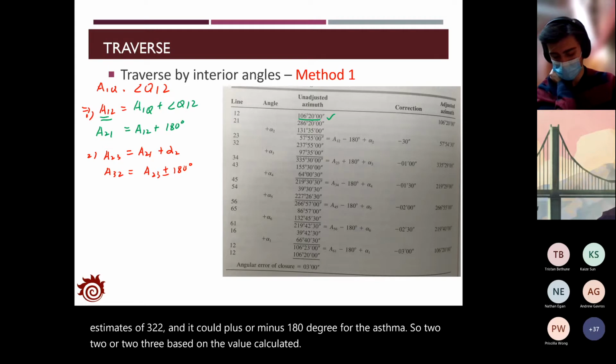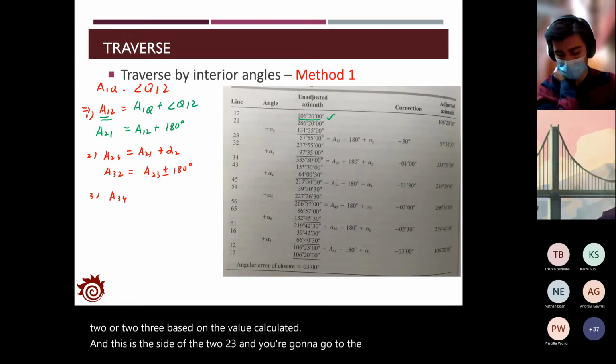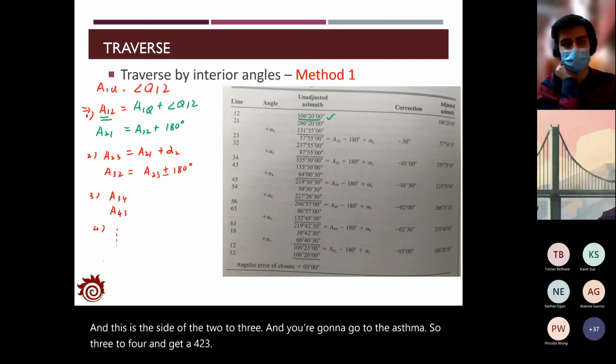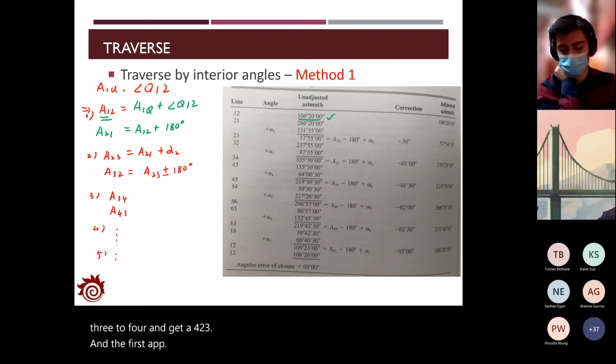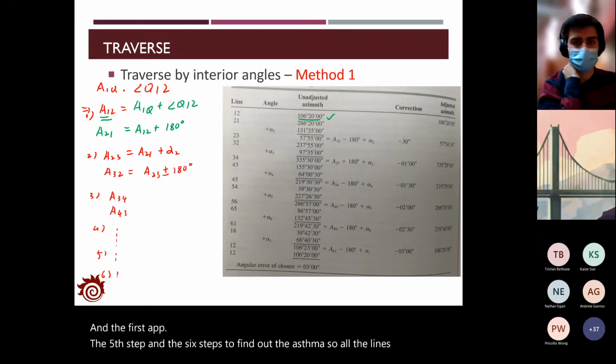And this is the side of 2 to 3, and you're going to go to the azimuth of 3 to 4 and get a 4 to 3, and the fourth step, the fifth step, and the sixth step to find out the azimuth of all the lines. So this is what we do about the calculation.